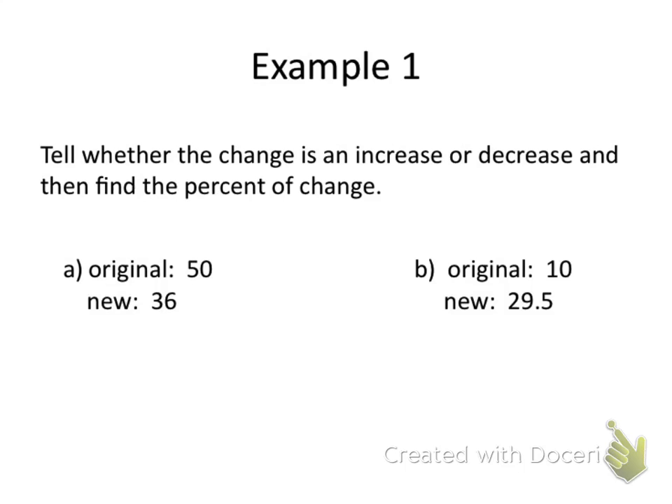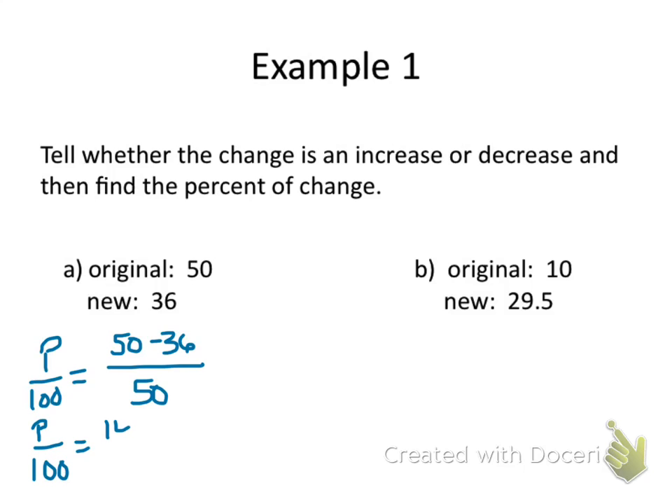So our proportion would look like this. A percent change would be equal to the amount of change, and in this case, 50 minus 36 over the original. So we have to go back to the original. And we're solving for P. Okay, a couple different ways to do this. One, you could use the concept of 50 times 2 is 100, so 14 times 2 must be our answer, or cross multiplication, lots of different ways, but we know that P then will be equal to 28%.